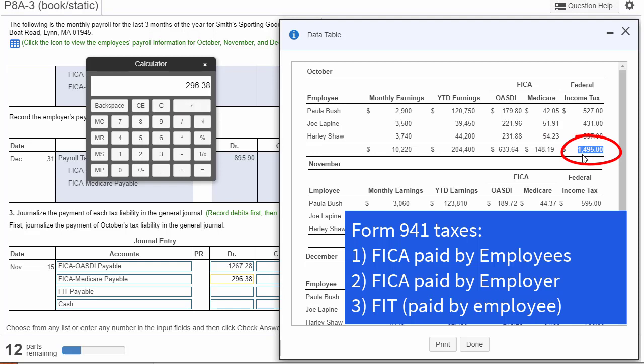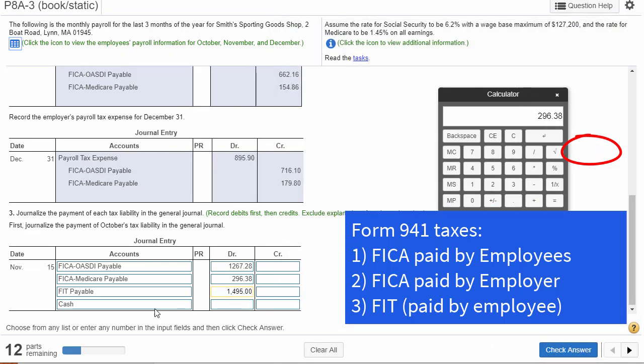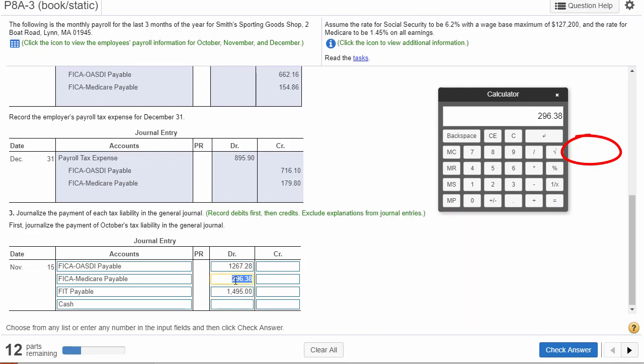And then we've got FIT payable. So remember, 941 taxes are FICA, FICA, FIT. We only say FIT once because FIT is only paid by the employee. So I'm going to copy that, paste that. And then our cash amount, we're just going to add these up. 1267.28, 296.38, 1495. Add those up and we get 3058.66.